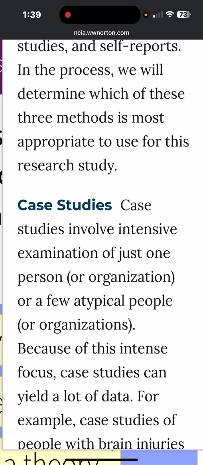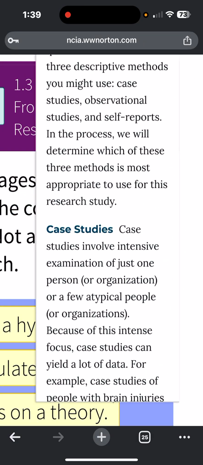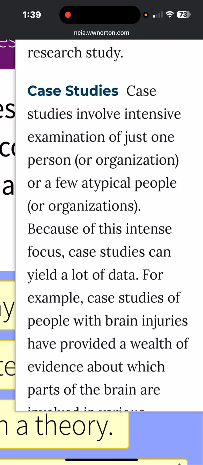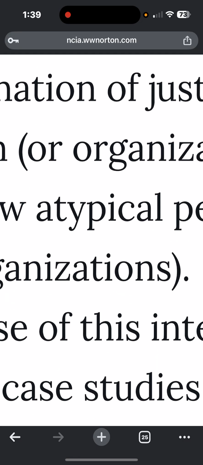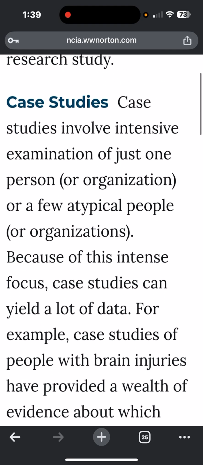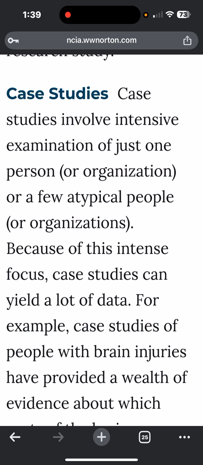Case studies. Case studies involve intensive examination of just one person or organization, or a few atypical people or organizations. What do you mean by atypical? Let me redo that. Case studies involve intensive examination of just one person or organization or a few atypical people or organizations. What would be an atypical person?